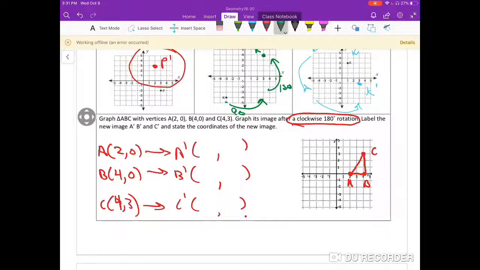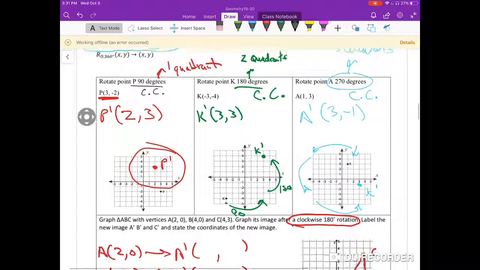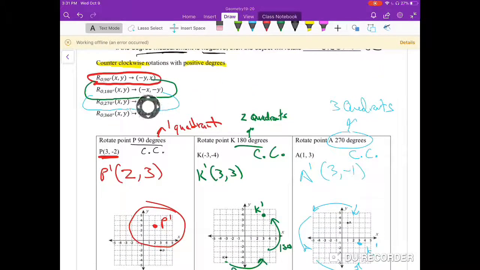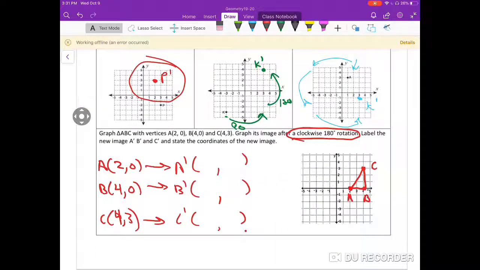All right, so the formula for 180, if I scroll back up, is change the sign of both coordinates, the x and the y coordinate. So here I'm just going to change the sign of all of these. So 2, 0 becomes negative 2, 0. 4, 0 becomes negative 4, 0. And 4, 3 becomes negative 4, negative 3. And I can plot my points from here. A prime, B prime, C prime. So there's my new triangle after it's been rotated 180 degrees in a clockwise direction.